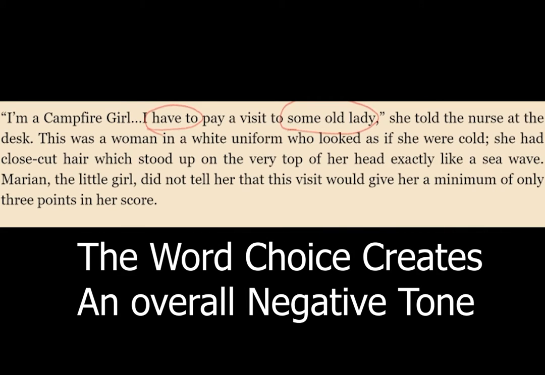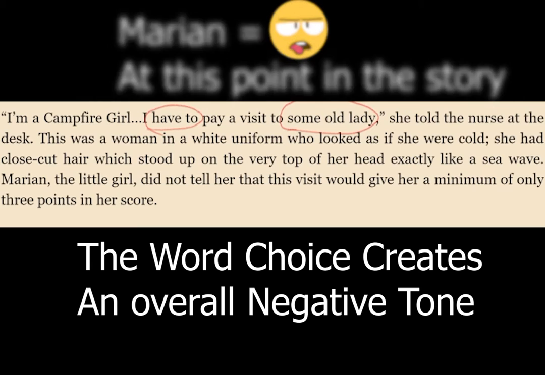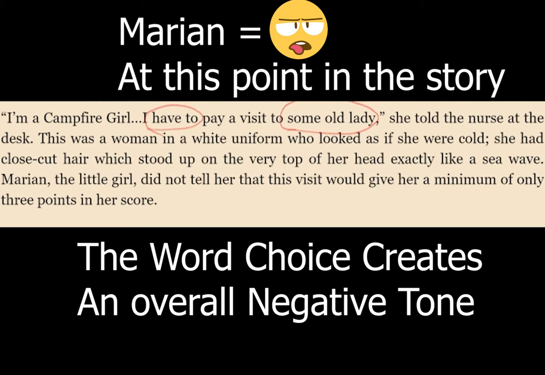Both of these word choices give us the impression that the character is not happy about this, that there are negative feelings within this character. And specifically choosing the words "have to" and "some old lady" instead of giving a more positive or more neutral spin on what's happening lets us know right off the bat this character is not happy about being here. We can see that even as we continue on through this paragraph.